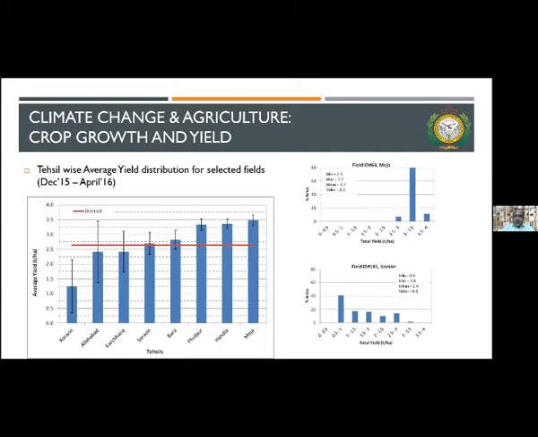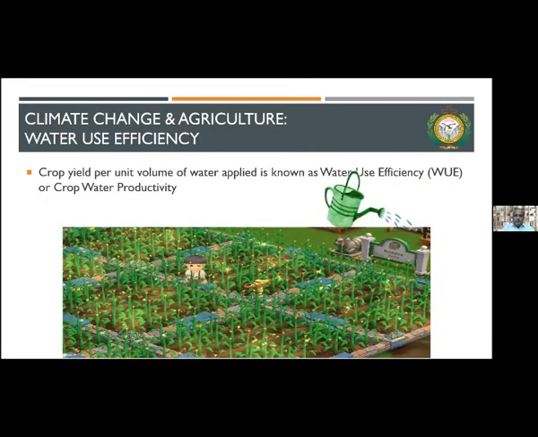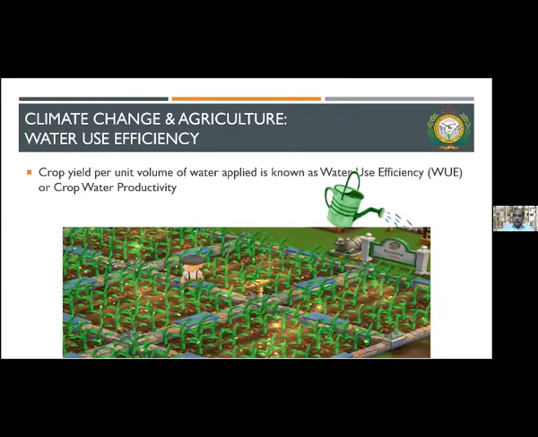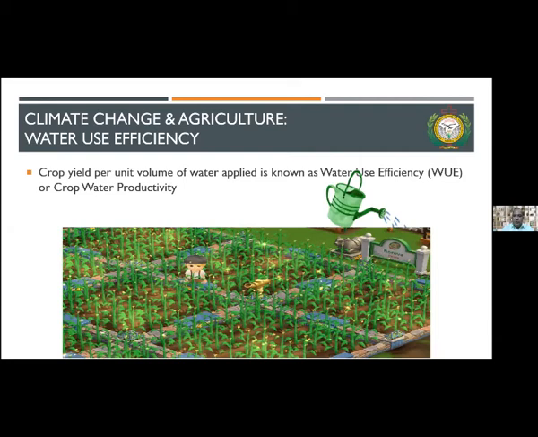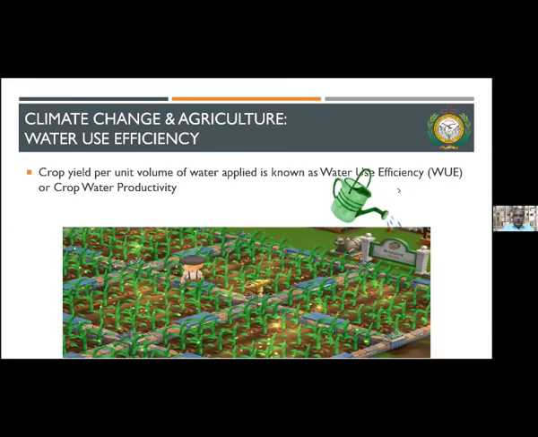Now we come to a term called water use efficiency. When we combine the water application, our yield, our crop, all these things, it becomes one term called water use efficiency. And what is water use efficiency? It's crop yield per unit volume of water applied, or it's also called crop productivity.